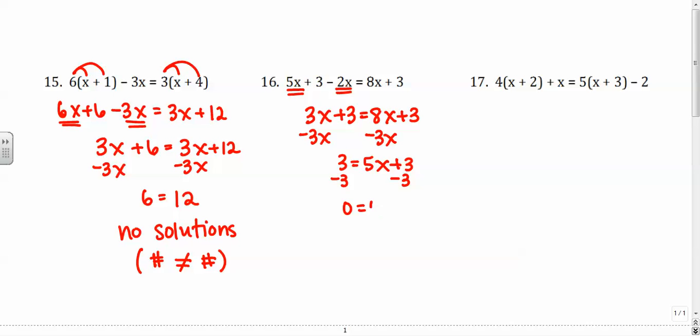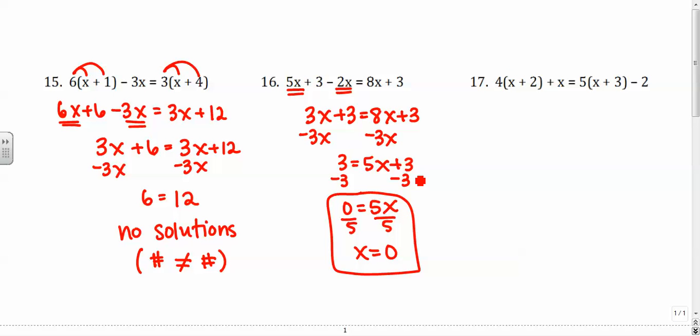So 0 equals 5x. Now some of you might be worried here because we have a 0, but that's okay. 0 is a regular number. I'm going to go ahead and divide by the 5, and 0 divided by anything gives us a value of 0. So just because you see a 0 in the equation doesn't mean that you can't have a solution or need to stop. Go ahead and keep solving just like you would with a regular or different number.